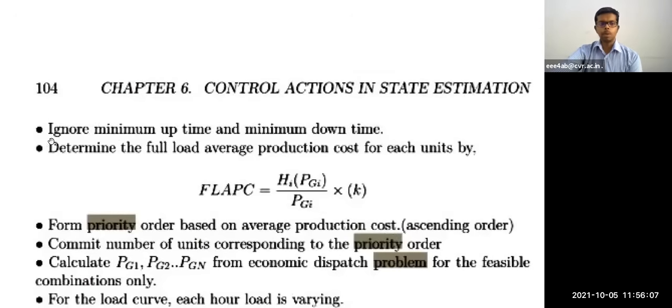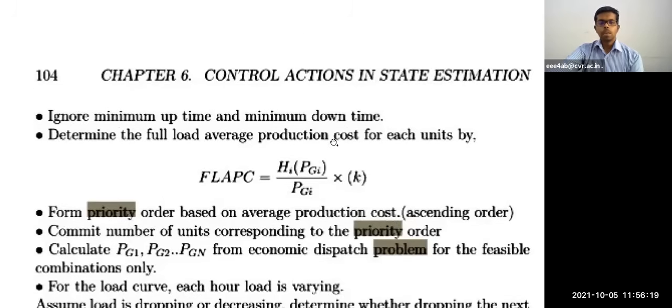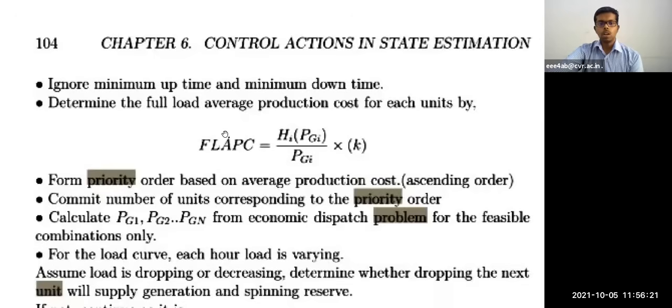Next, what is step number 1? In step number 1, we need to determine the full load average production cost for each generating unit. How to calculate the full load average production cost? We have already seen: FLAPC is equal to Hi of PGI divided by PGI into K. This K is nothing but the fuel cost. Generally in the problem, the heat rate might be given, and the fuel cost also might be given.